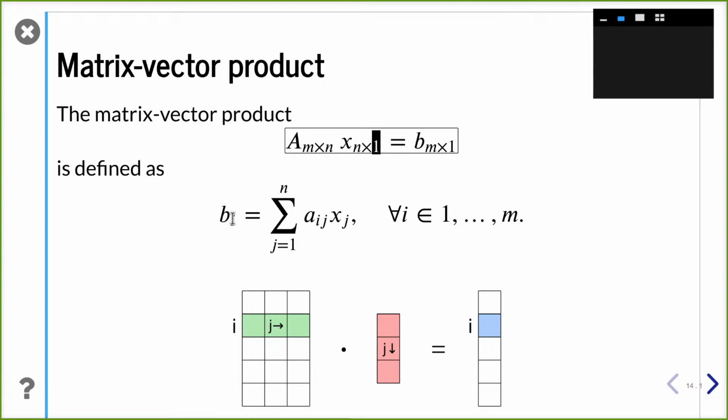So each coefficient of b is a summation of the coefficients of the matrix, or equivalently, you can imagine it as doing the dot product between a row and this vector. To get the first number, you do the first row and the vector. For the second one, the second row and the vector. This one, the third row and the vector. Okay?